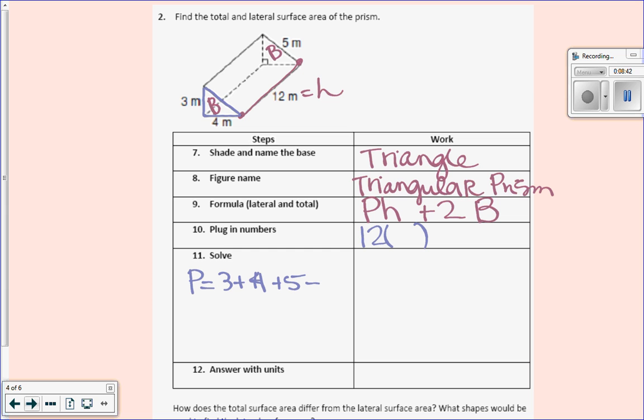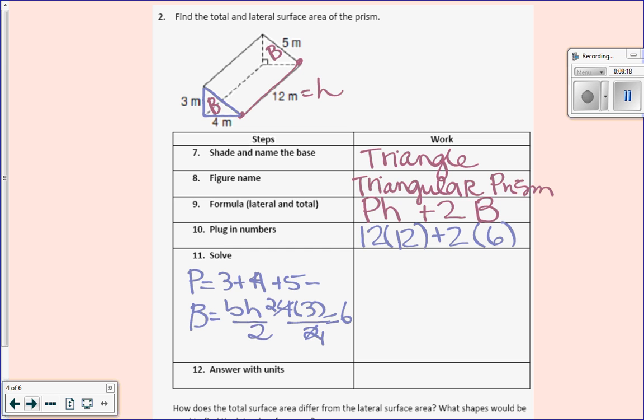And then our height is 12, plus 2, and then because our base is a triangle, we need to use that formula. So let's go ahead and write the formula. This is one of the most missed as a triangular prism. So the base of our triangle is 4, and our height, good. And we're going to divide it by 2, so that gives us 6, right?